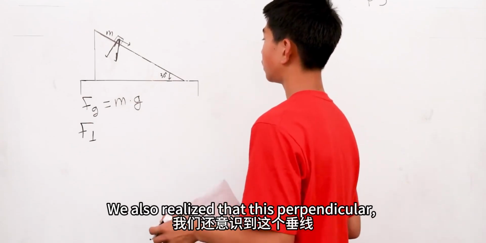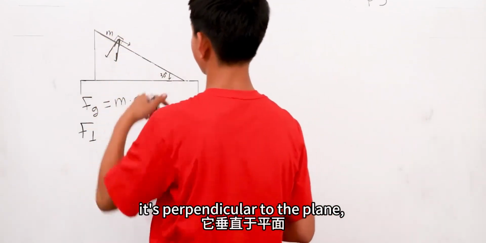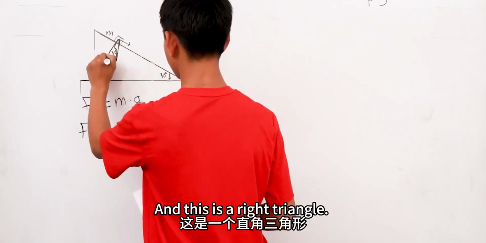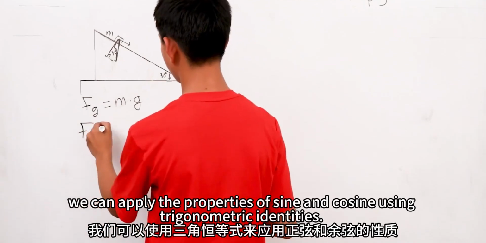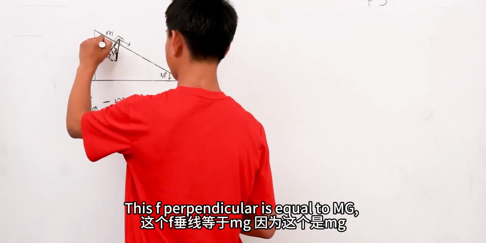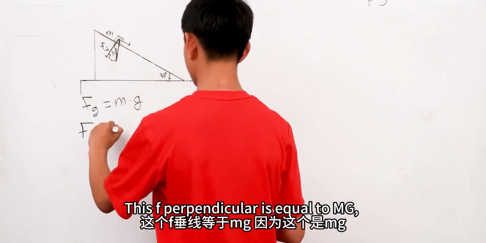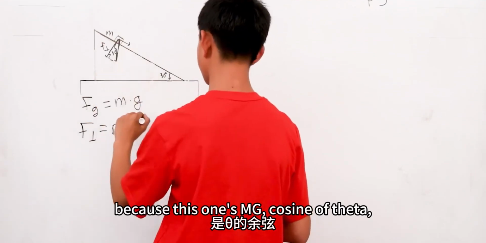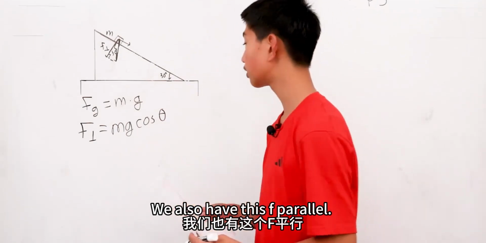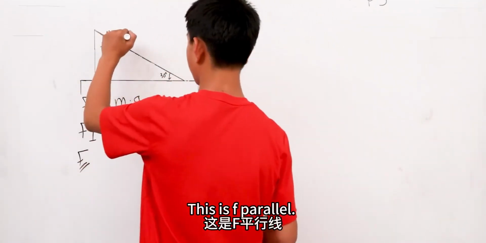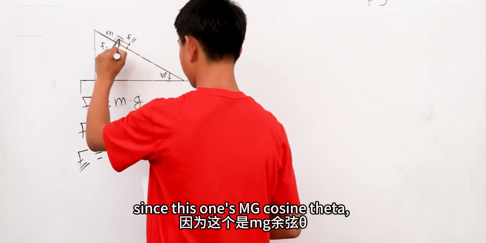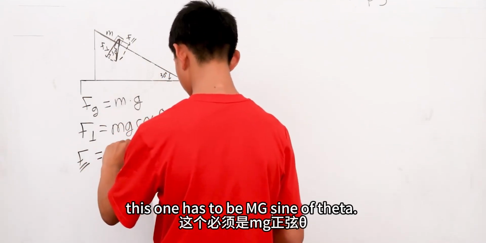We also realize that this is perpendicular to the plane. That angle is 30 degrees, and this is a right triangle. Therefore, we can apply the properties of sine and cosine. Using trigonometric identities, this F perpendicular is equal to mg cosine theta, where theta is 30 degrees. And we also have this F parallel. Since this one is mg cosine theta, this one has to be mg sine theta.